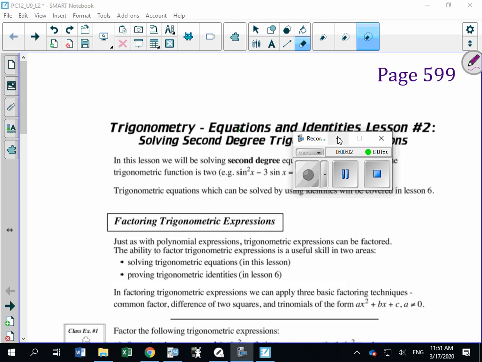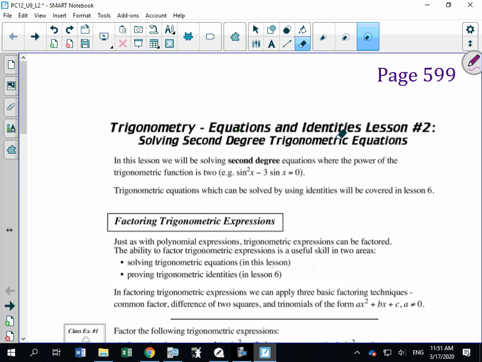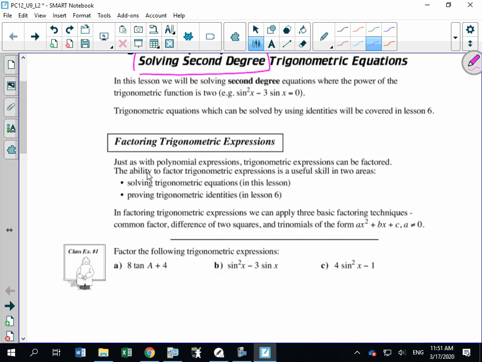Okay, this lesson is lesson 2 of the second trig unit, and what we'll be doing in this lesson is solving second degree trig ratios. So in lesson 1 we solved first degree; second degree would be an x squared, that's a degree 2, but because we're doing trig ratios it's going to be sine squared theta, cos squared theta, and tan squared theta. How it starts is a review.